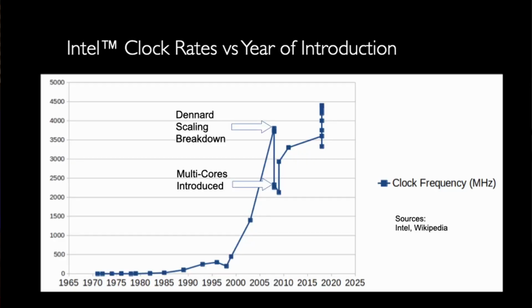Dennard scaling, I've talked about this before, was in 1974. Dennard observed that voltage and current should be proportional to the linear dimensions of a transistor. In other words, as a transistor shrank, so did the necessary voltage and current, and that was proportional to the area of the transistor.